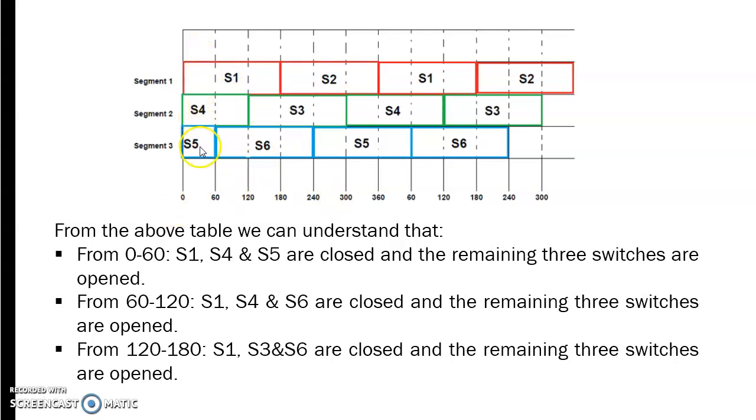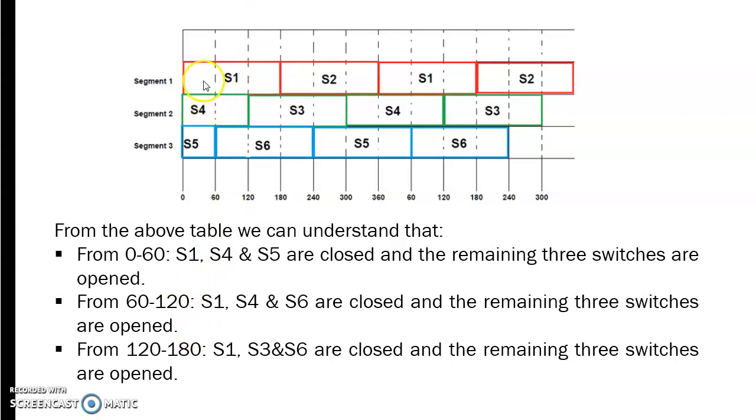Again you can see that from 0 to 60, 3 devices will be turned on: S1, S4 and S5. So 0 to 60 degree S1, S4 and S5 are closed, and the remaining switches are opened. From 60 to 120 degree S5 is turned off, and S6 comes in. So S1, S4 and S6 are on. Then 120 to 180 degree S6, S3 and S1.